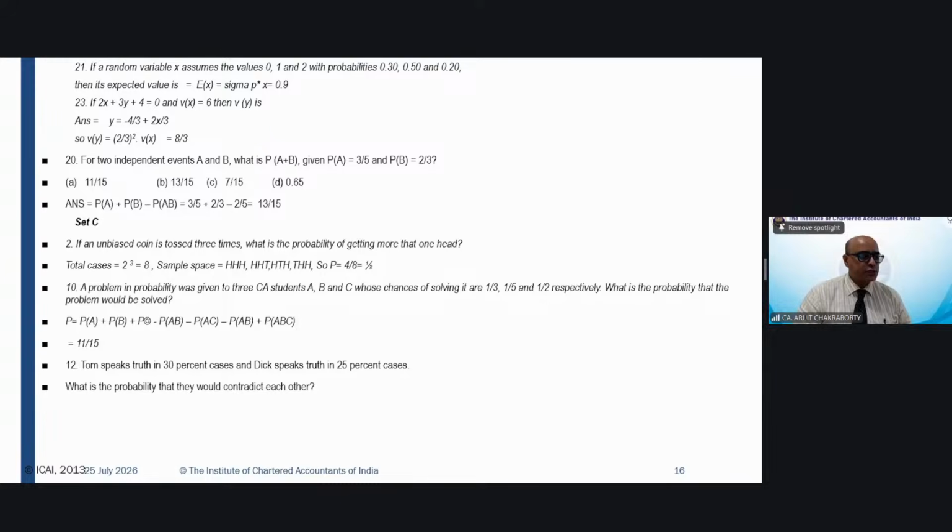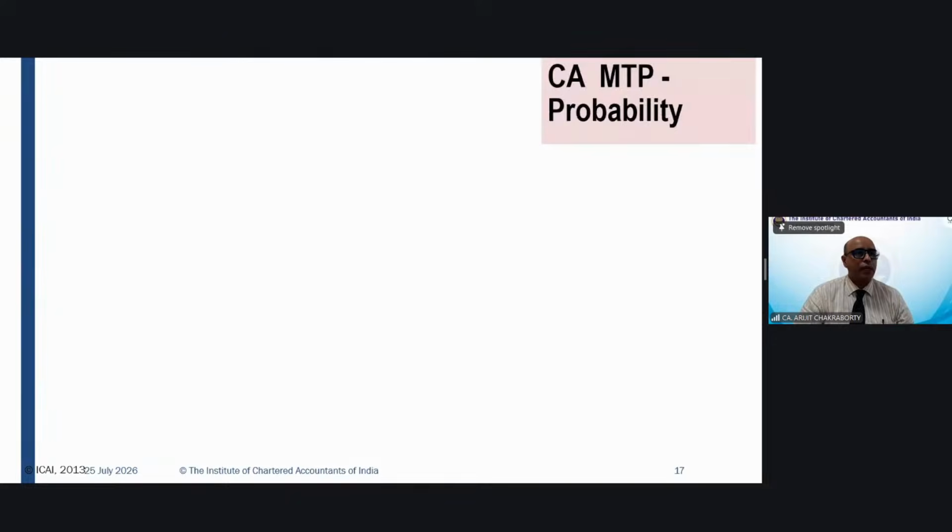12th question, Tom speaks truth. This one we have done earlier, so the same process. Tom speaks the truth in 30%, Dick speaks the truth in 25%. What probability they will contradict? So that means situation will be 2. When Tom speaks the truth, Dick will speak the lie. And when Dick speaks the truth, Tom will speak the lie. So you find the probability of Tom speaking the truth and Dick speaking the lie. That means it will be the complementary event of Dick speaking the truth. So you just apply the same process we were explaining in the last example and you will get the right answer.